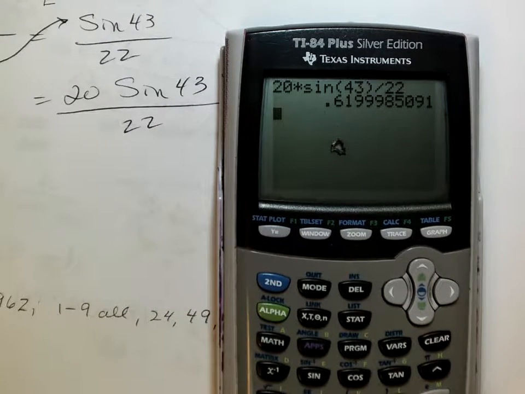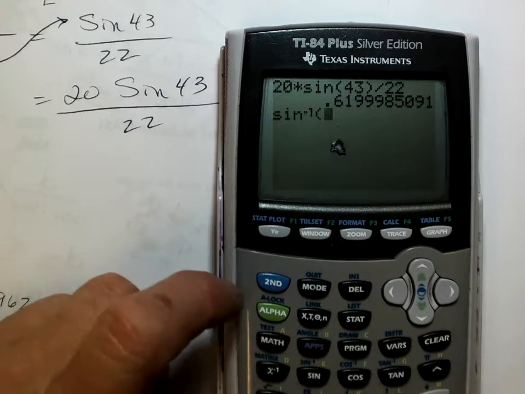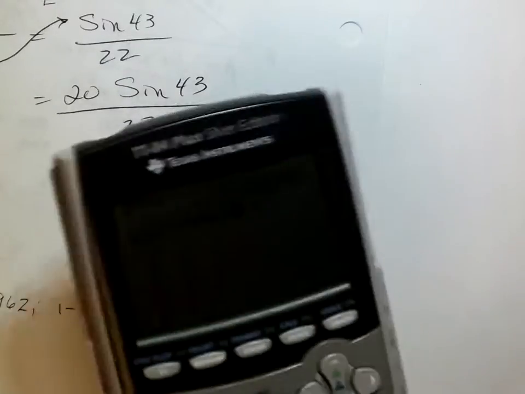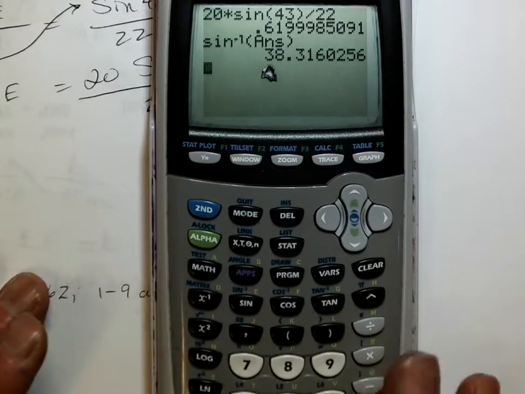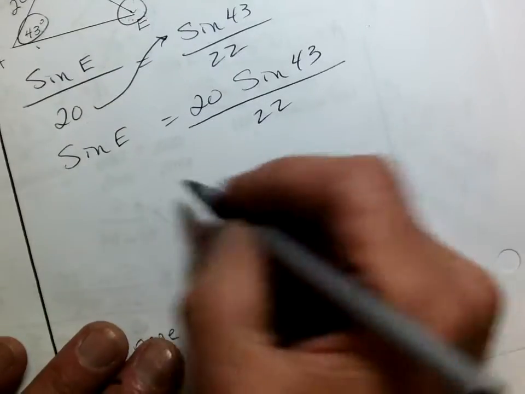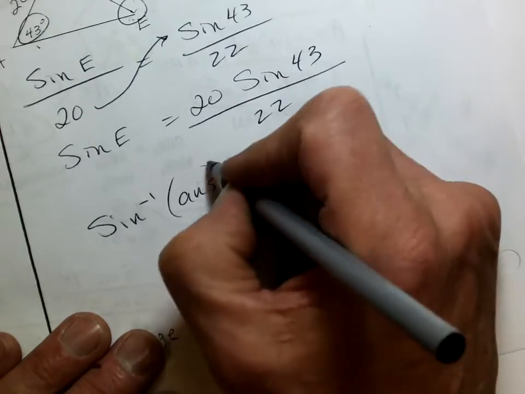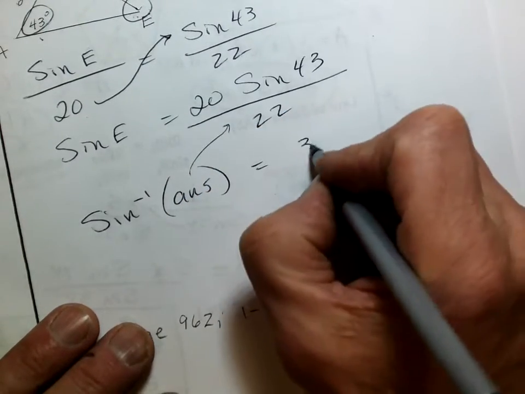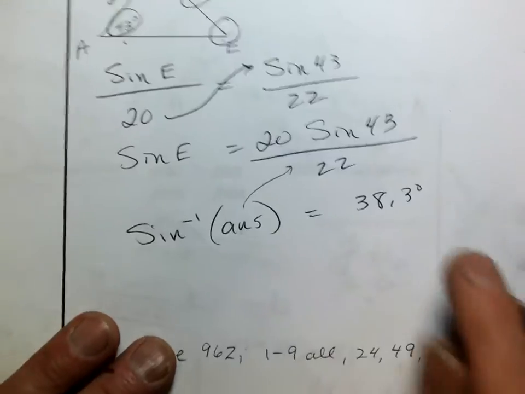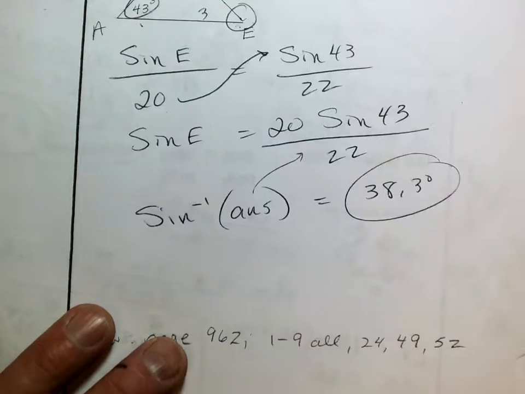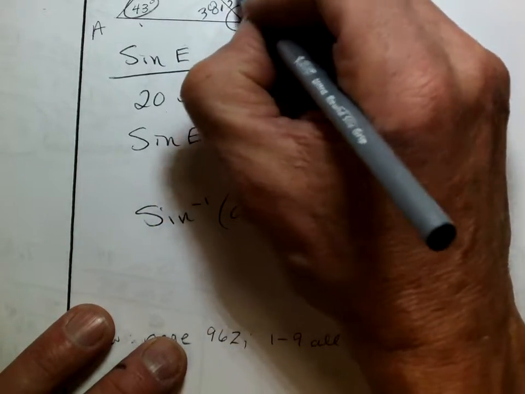Well, that can't be my angle, but I need to find the angle, so I have to remember to push the inverse button, right? So I'm going to go sine inverse of that answer, because if I want to find the angle, you have to push the inverse button. I pushed the inverse button, and I got about 38.3 degrees. Okay, so circle that and put that back in here. 38.3 degrees.